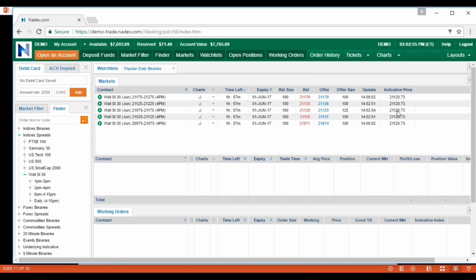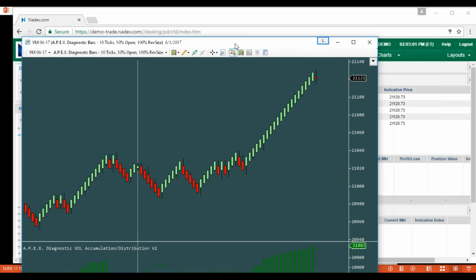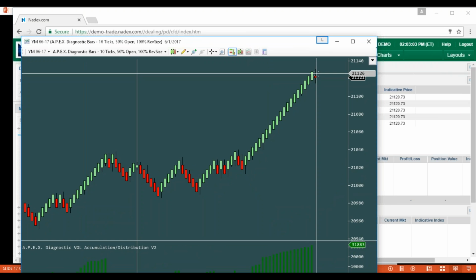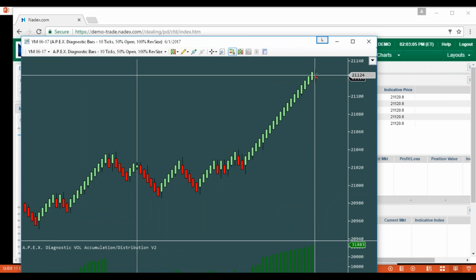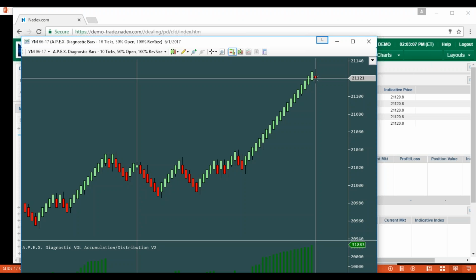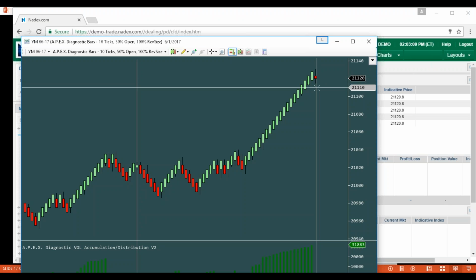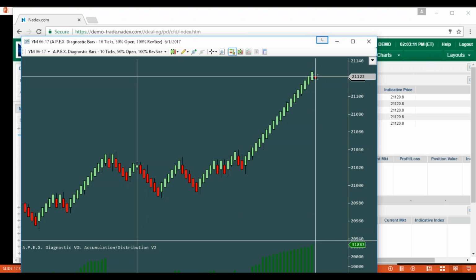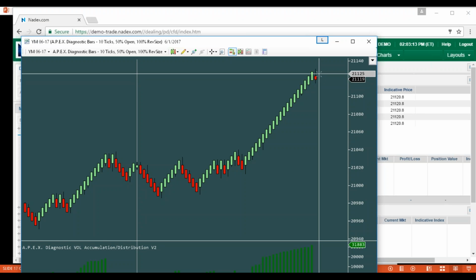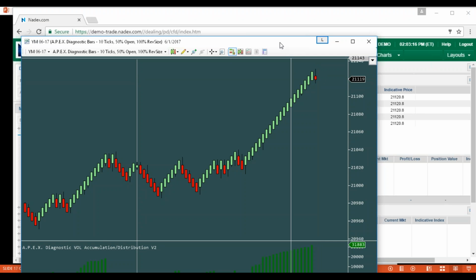Okay, and it was right around 21,125. How do I know that? Well, for one, you see on the chart right here that we've got a little bit of a bar going down. So it's at 120. But right before the top of the hour, it was up here closer to 25. See it? Everybody can see that.